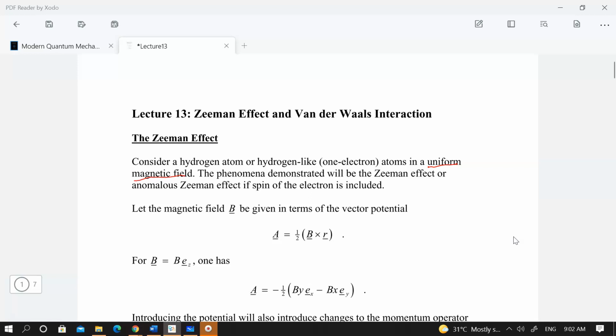If you have done some atomic physics, or somewhere along the line in modern physics, you probably have heard about the Zeeman effect, which is essentially a splitting of the spectral lines when the atoms are put inside a magnetic field. So we're going to study this using perturbation theory.